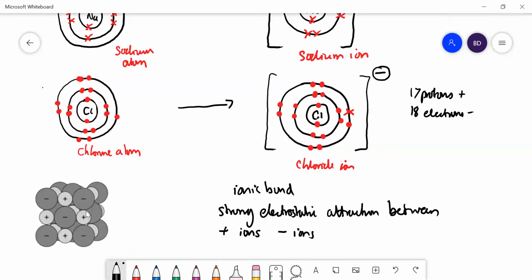And they were the words I'd use in the exam as well. Strong electrostatic attraction. Okay. Right, so how are they arranged then?